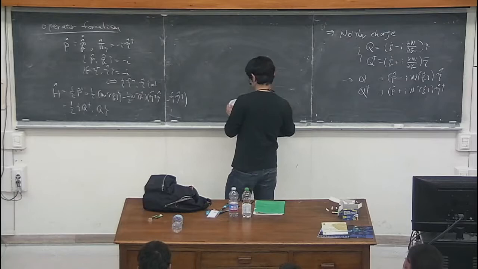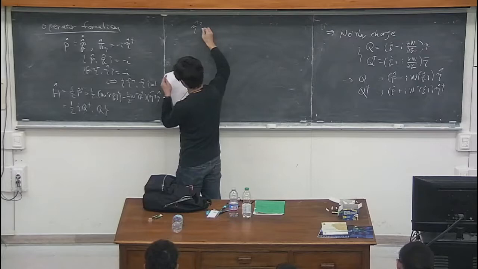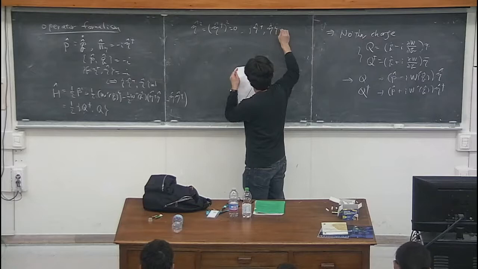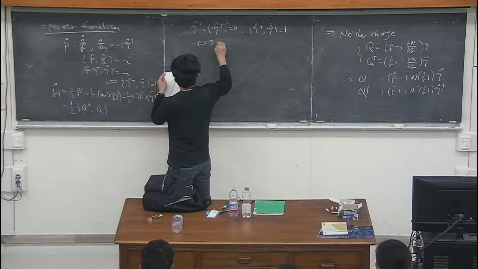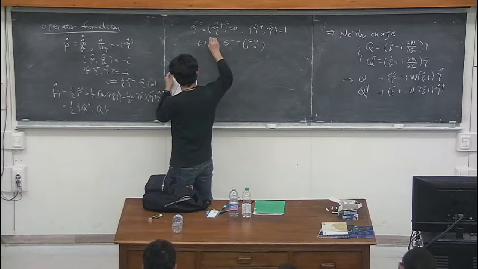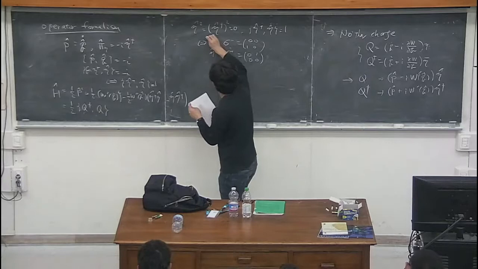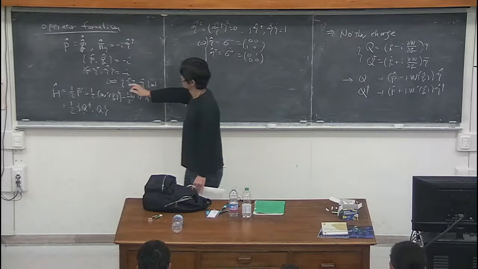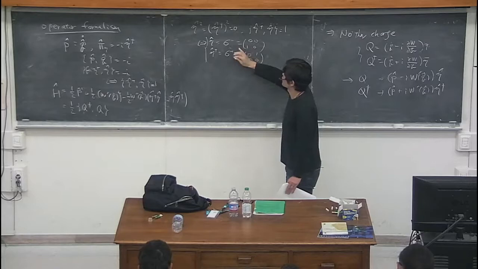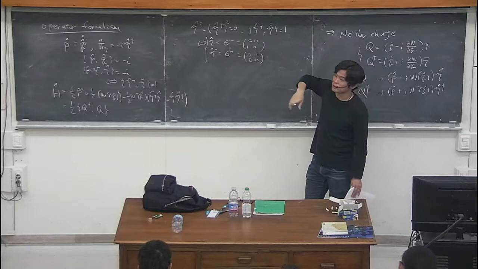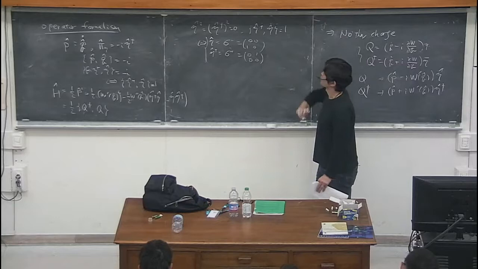Of course, Q squared is zero, and so is Q dagger squared. Then this algebra implies we can represent it by this matrix. This is a minimal representation. We can construct a direct sum of this representation, but this gives just copies of the quantum mechanics, so it's not useful. Then the Hamiltonian.